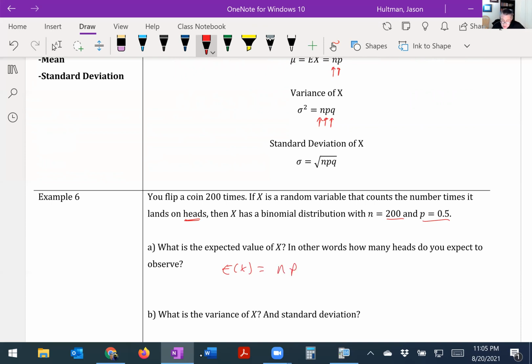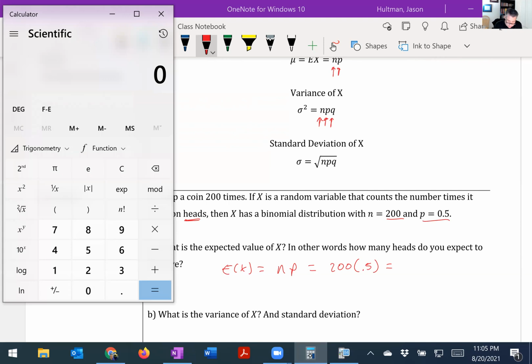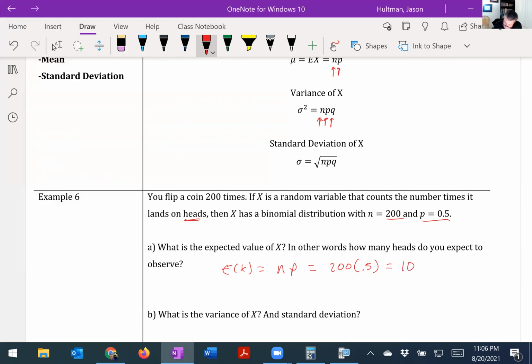What's the expected number of heads if you flip the coin 200 times? Well, you should know that. It should be half the time, right? If I flip it 200 times, what's half of 200? It's 100. Does this make sense? What's n? n is 200. What's p? p is 0.5. So 200 times 0.5 is 100. Makes sense.